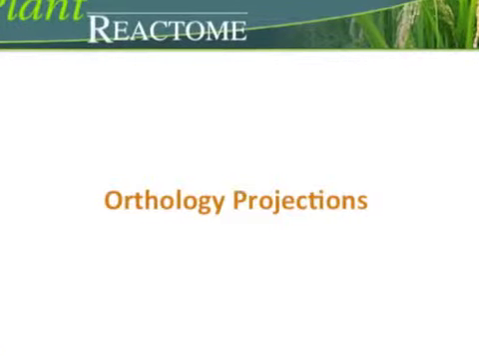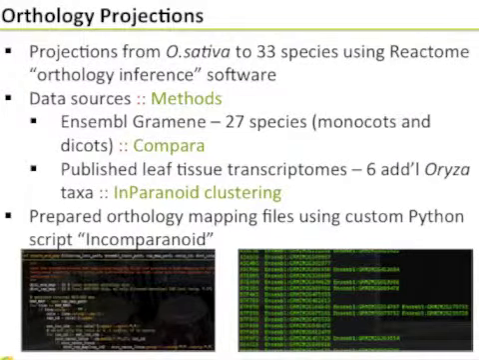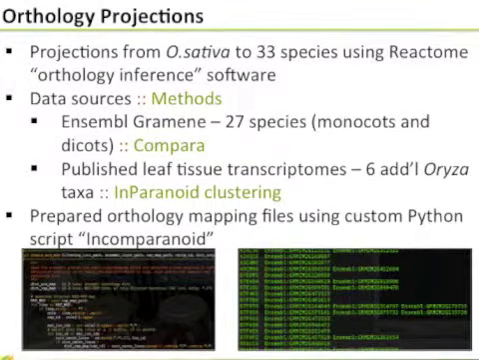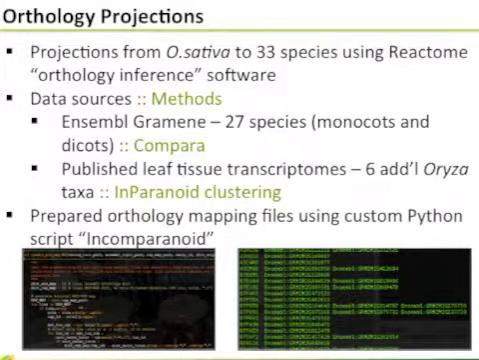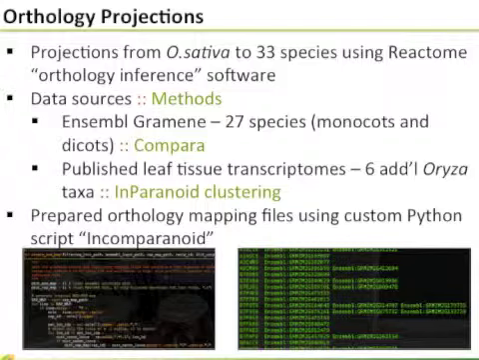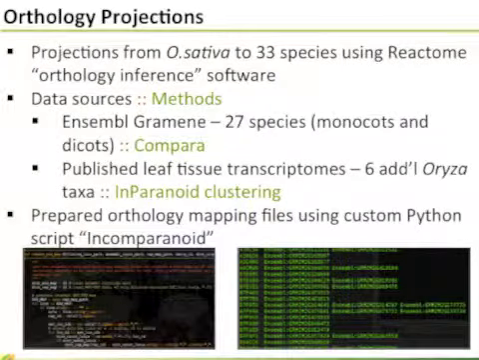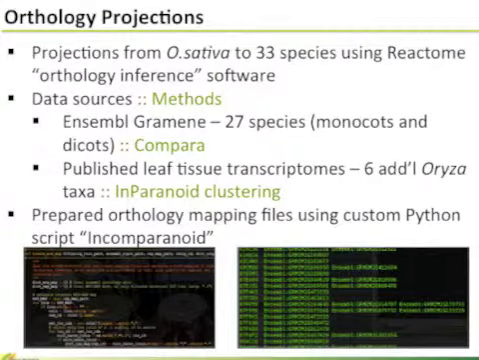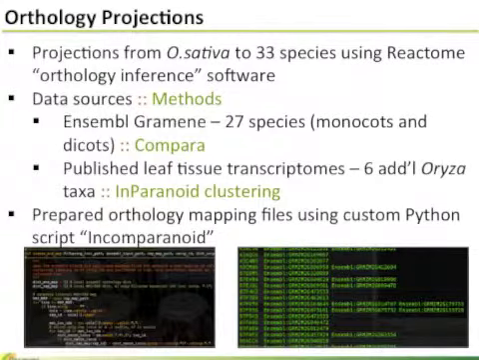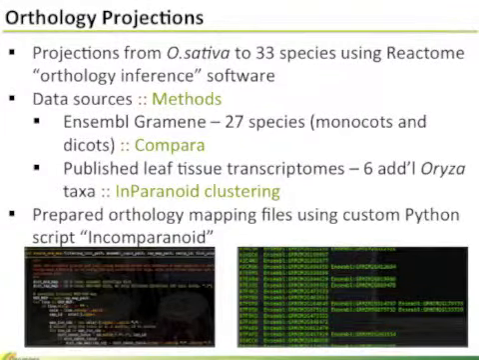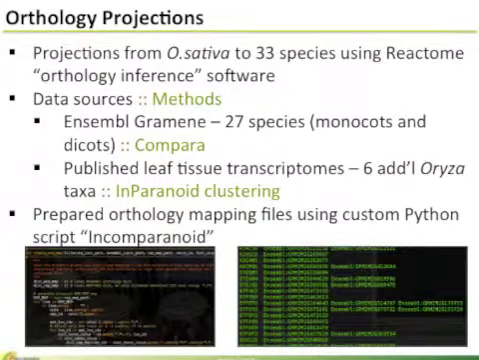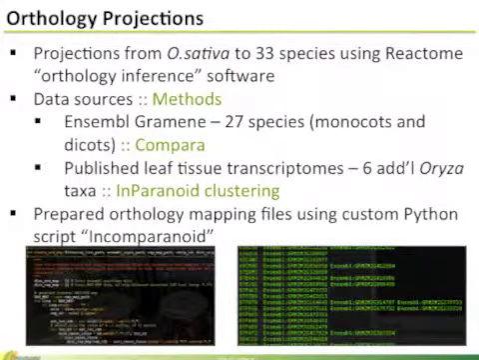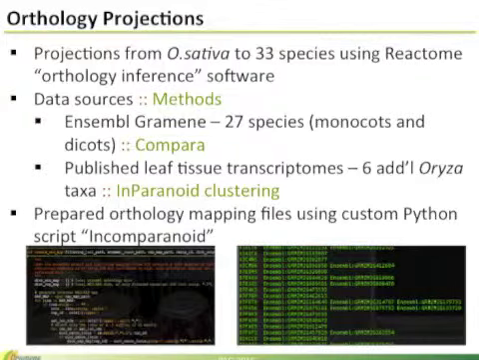We have projected from Oryza sativa to 33 other species using Reactome's orthology inference software. This is the same software that the Human Reactome project has used. We downloaded Ensembl Gramene's Compara data for 27 species, as I mentioned earlier, monocots and dicots, as well as some published leaf tissue transcriptomes. I believe they come from the IOMP project, Rod Wing's group at Arizona, and also Oryza coarctata, which was published in a paper that I have a citation for in a moment. And we prepare those mapping files using some code we wrote in-house.